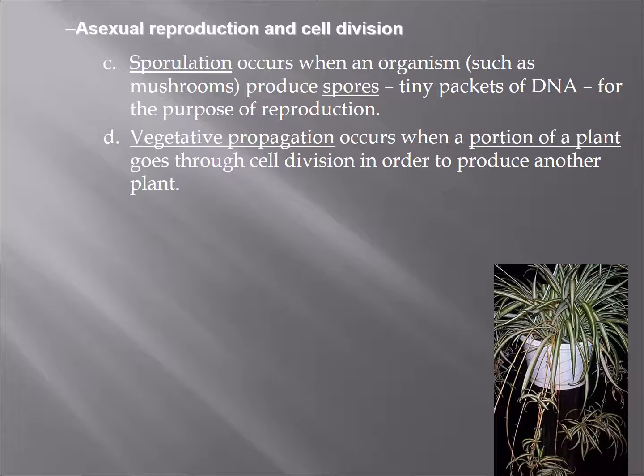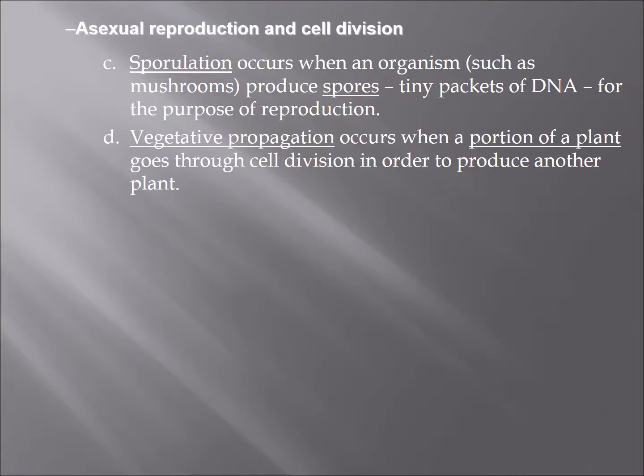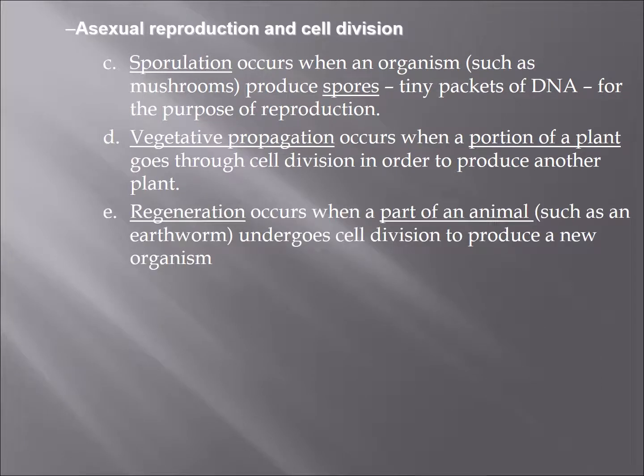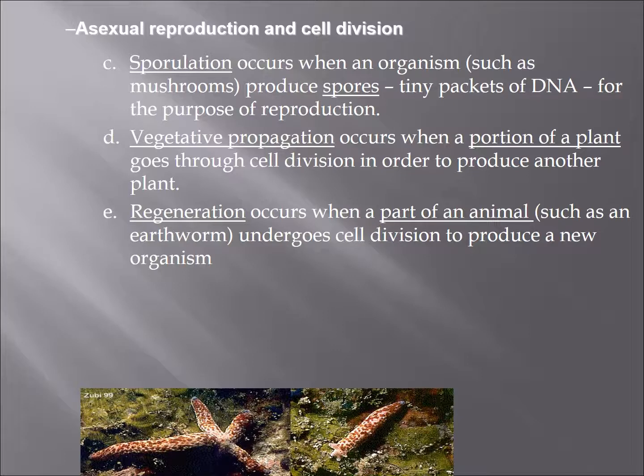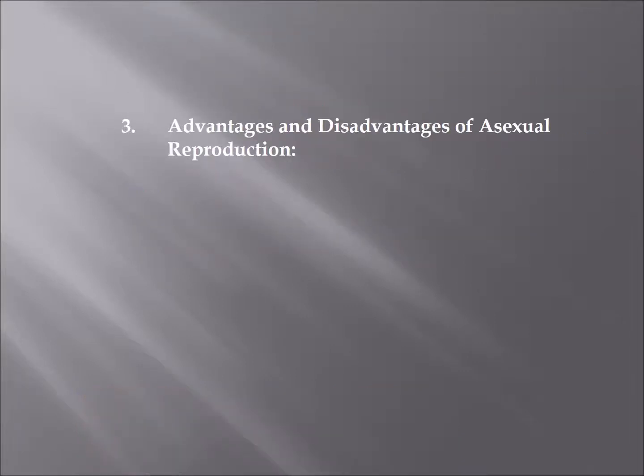We have some examples of that with the plants in class, and be sure to ask Ms. Catherine. She can probably show you some great examples of vegetative propagation. Then we have regeneration. This is when parts of an animal, such as an earthworm, undergo cell division to produce a new organism. We also have an example here of a starfish. You can cut a piece off and it will eventually grow into a new starfish.